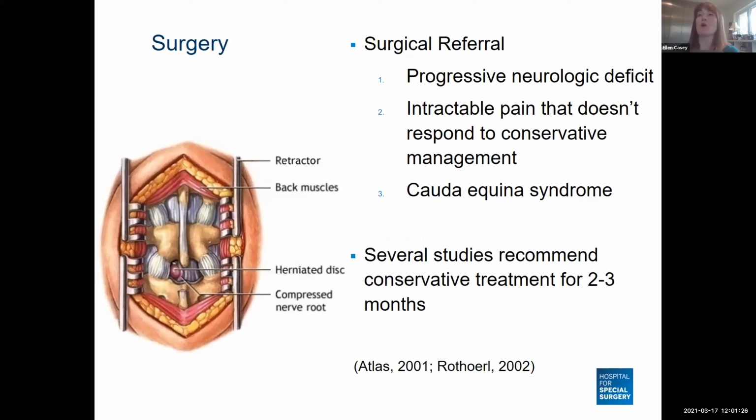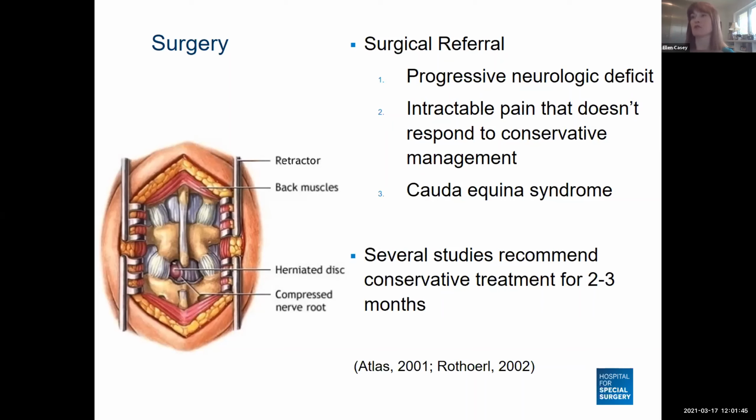So surgery: when do you need surgery, in this case for our football player? When would we have thought that he needed to move to surgery? Progressive weakness. He had mild weakness initially, but if he couldn't do any heel raises, if that really changed while we were monitoring him, that's an indication for surgery.